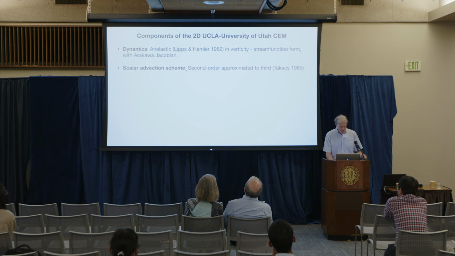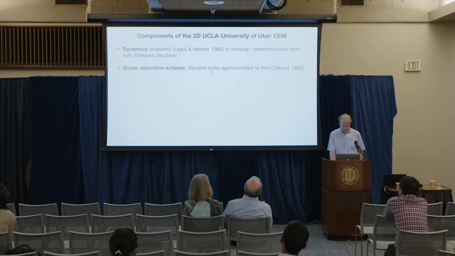The scalar advection scheme. Arakawa also devoted a student to working on a scheme which was suited for cloud resolving models. This scheme was formally second order in space, but approximated to a third by having a sufficient amount of diffusion, so it kind of had a nice balance. And that was our advection scheme.